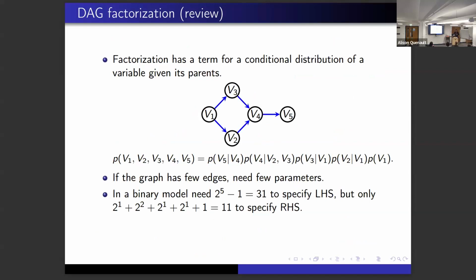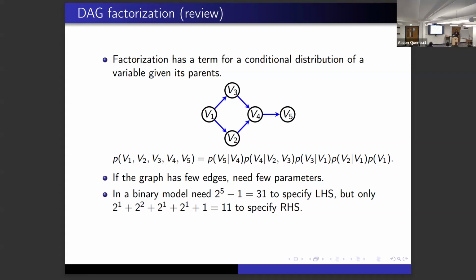If you don't know about DAGs, this is a DAG. It's a graph with directed edges without directed cycles. Undirected cycles are allowed, like the one on this board. DAGs are nice because I can have a high dimensional distribution on the left-hand side that you can write, hopefully, in a set of small pieces on the right-hand side. So the pieces in the DAG factorization have to do with every variable conditional on its parents in the graph. If the graph has few edges, you need few parameters to encode the joint distribution for your model.